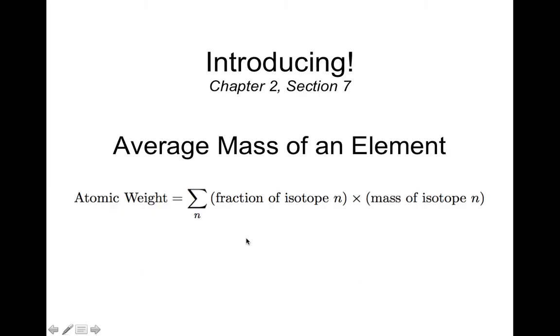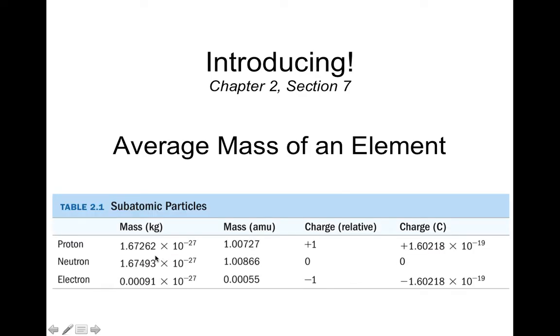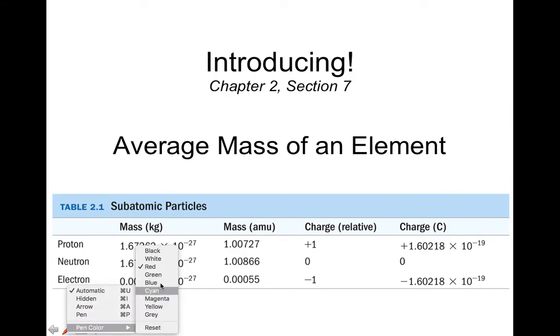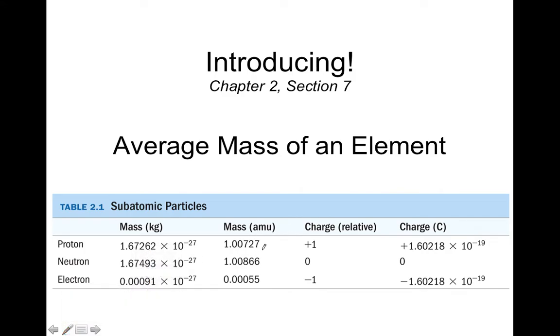Wait just a second here. Let me go back. I lost my color here. Let's go to red. Protons weigh about 1 AMU, right? And neutrons weigh about 1 AMU. And can you see that if I'm adding an electron to these two, it's negligible, right?